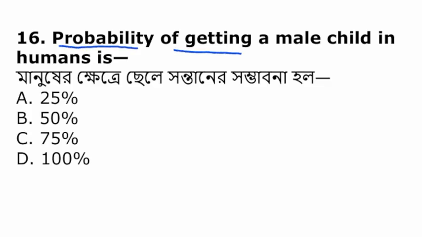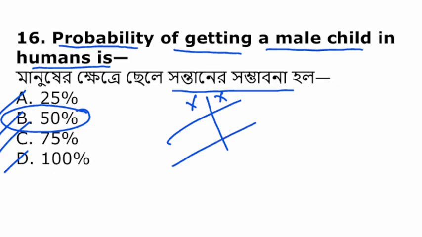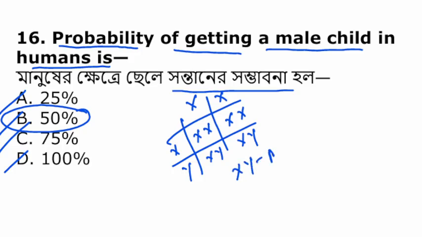Probability of getting a male child in human is, মানুষের ক্ষেত্রে ছেলে সন্তানের সম্ভাবনা কত? 25%, 50%, 75% or 100%? The correct answer is 50% because female has XX and male has XY. So XX, XY, XY. So this XY will be male and XX will be female. So there is 50% chance.